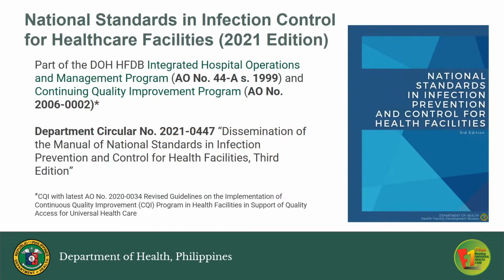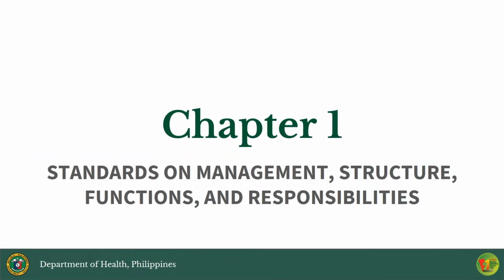These national standards are part of the DOH Health Facility Development Bureau Integrated Hospital Operations and Management Program and Continuing Quality Improvement Program. Department Circular No. 2021-0447 issues the dissemination of this Manual of Standards. Let us begin with the brief overview of Chapter 1 on the Standards on Management, Structure, Functions, and Responsibilities.